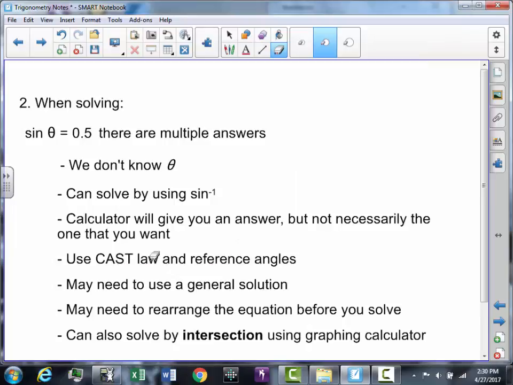So I said you can use the CAST rule reference angles. You could use a general solution. You can also intersect on your calculator. But you have options here as well. Just don't do one inverse sine on your calculator and say, oh, that's the answer, because there's more than one probably.